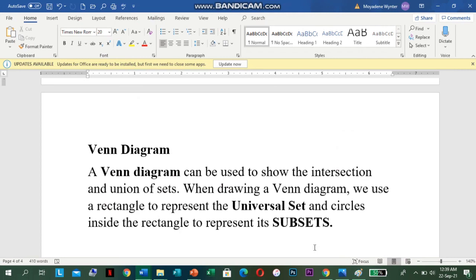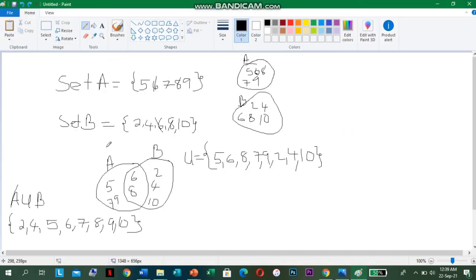So we're going to draw the rectangle now to represent our universal set. So here's our rectangle. I think I can draw a better one. That one is too crappy. So here's my rectangle to represent my universal set. And always put a U in the upper left corner of the diagram to represent the universal set. So this is my universal set.